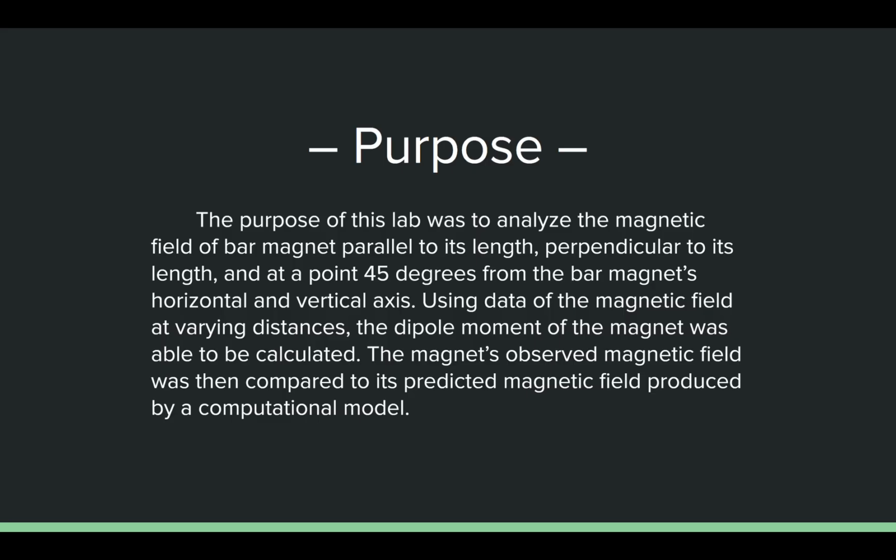Introduction. The purpose of this lab was to analyze the magnetic field of a bar magnet parallel to its length and perpendicular to its length, and at a point 45 degrees from the bar magnet's horizontal and vertical axis. Using the data of the magnetic field at varying distances, the dipole moment of the magnet was able to be calculated. The magnet's observed magnetic field was then compared to its predicted magnetic field produced by a computational model.